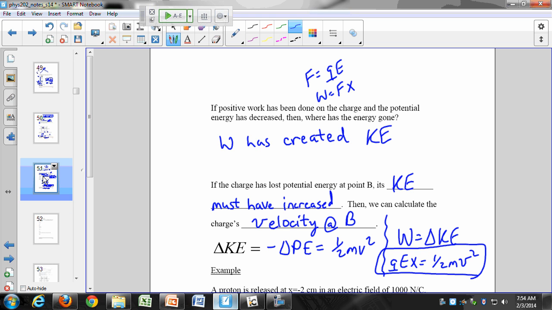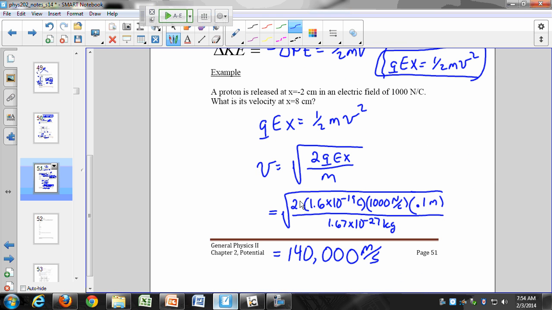Change in x. Yeah, x final, that's delta x always. And so that's 8 minus -2, which is equal to 10, because I'm going from -2, going past the origin, up to 8. So this distance is 10 centimeters.